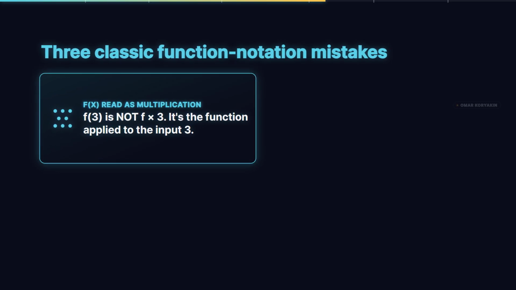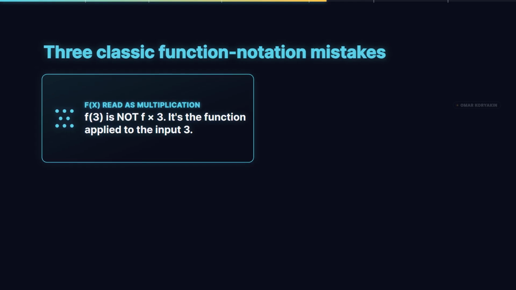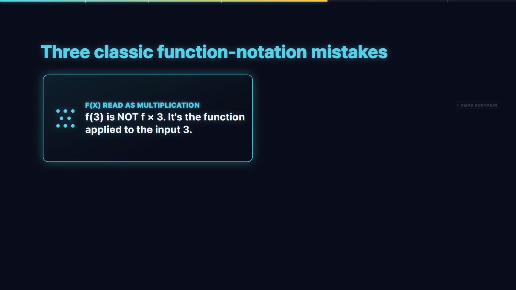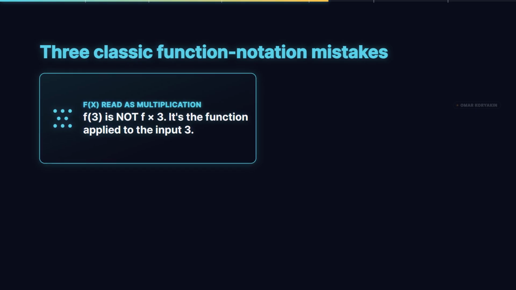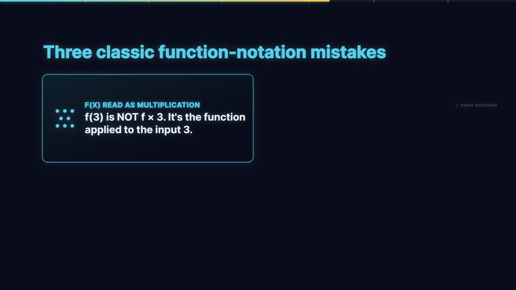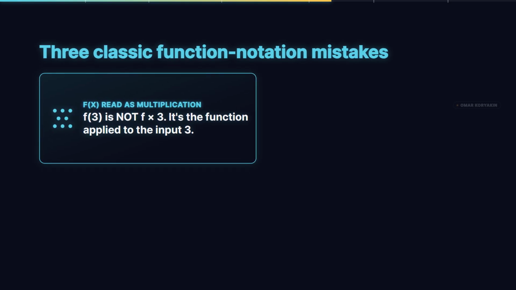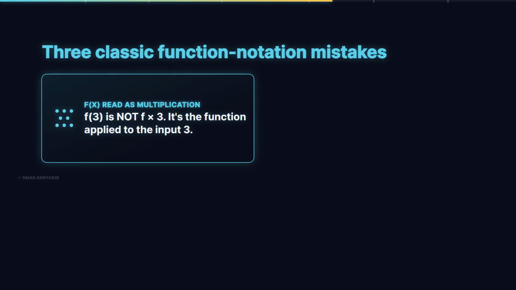The reading is wrong. f is the name of a function rule, not a variable, and the parentheses around x indicate function application, not multiplication. The fix is to read f of x literally as the value of f at input x, never as f times x. Saying the words out loud while reading the notation cements the correct interpretation.